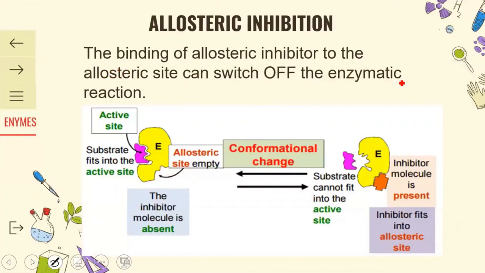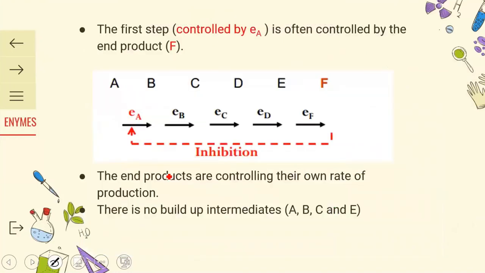Allosteric inhibition. As I mentioned earlier, the allosteric inhibitor binds to the allosteric site and then it will change the shape of the enzyme and also the active site, and it will prevent the substrate binding. Feedback inhibition is a metabolic pathway in which the end product controls its own rate of production. So the end product will bind to the first enzyme and then it will prevent the substrate binding.